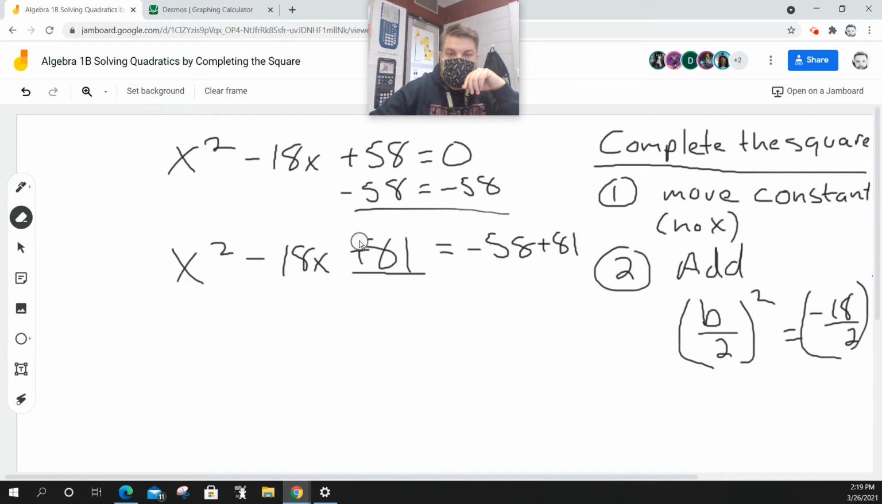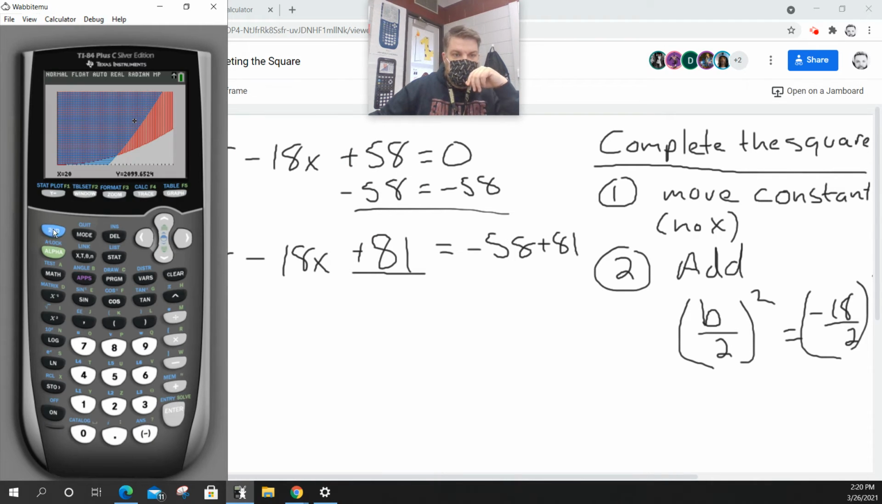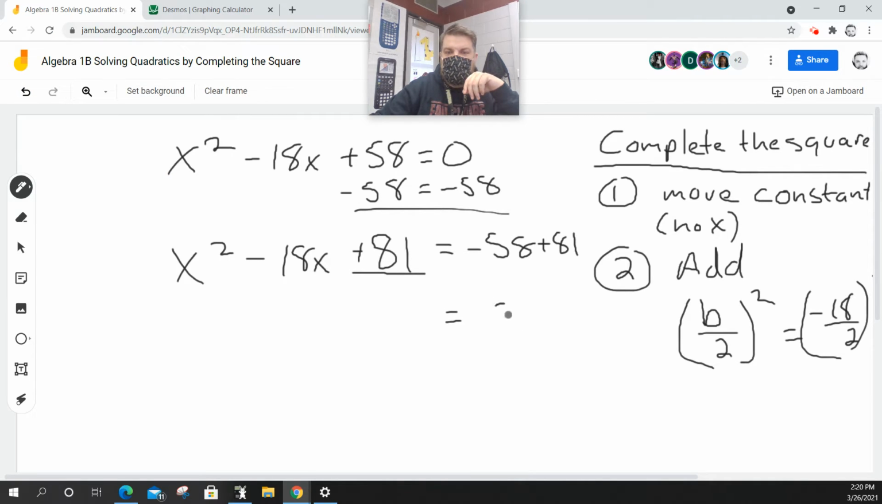Now, 81 minus 58, I'm going to plug that in the calculator just to be safe. So I'm going to say 81 minus 58, and I get 23. Yep, 23 is what it was. So on the right-hand side, I got 23. Now, what's this over here, though?